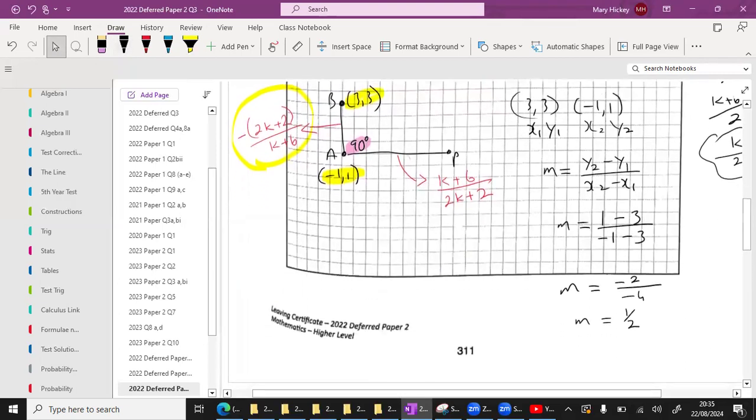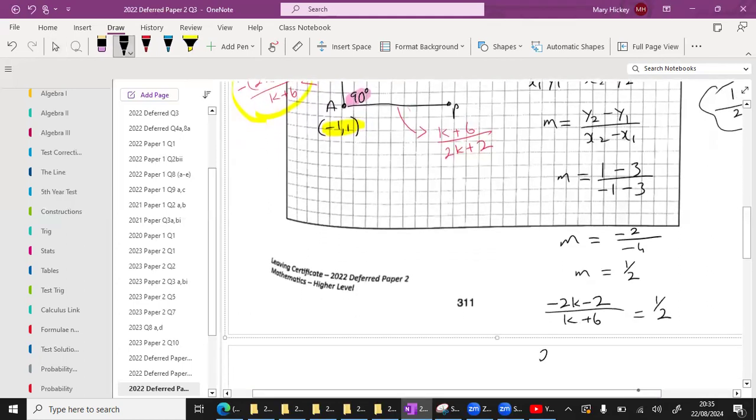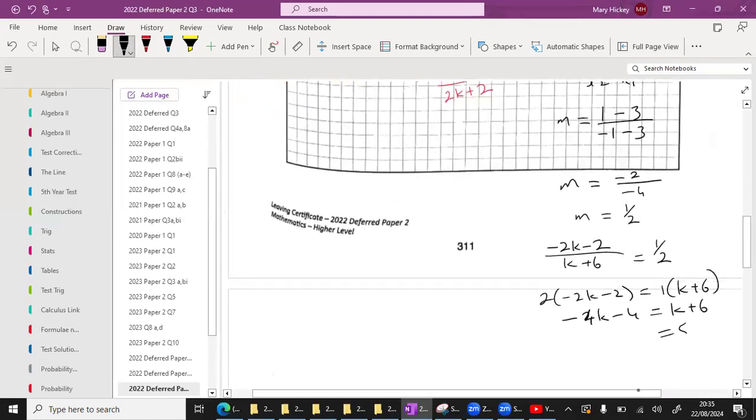So to finish the question, I'm going to allow the red, so the (minus 2k minus 2). Notice I multiplied the minus into both parts, not just one, both. And I'm going to let it equal what I now know the slope to be, which is 1/2. Cross multiply, 2 times this equals 1 times that. And now all I need to do is just multiply in. So what's that? Minus 4k minus 4 is equal to k plus 6. Let's put it all on the one side. So that's 5k, that's minus 10. So k comes out to be minus 2. So that's my value for k, minus 2.